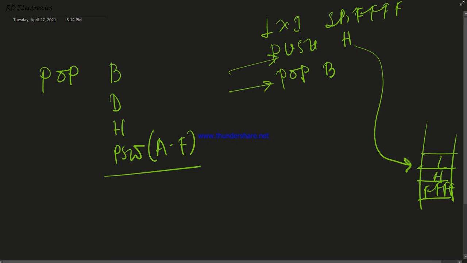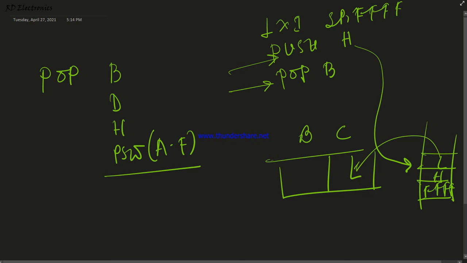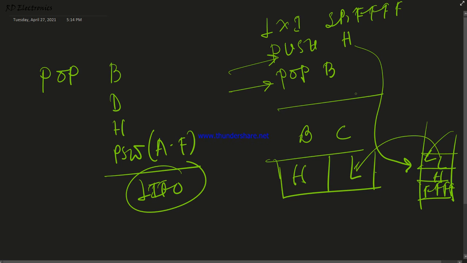Now when we execute the pop B instruction, in the BC register pair the value of L comes first, because you already know that the principle of the stack is LIFO, last in first out. What is the last in? The last in data is L. So L comes out first and is stored in the C register, and then H comes out and is stored in the B register. So this is very easy. This is the operation of the stack in 8085.